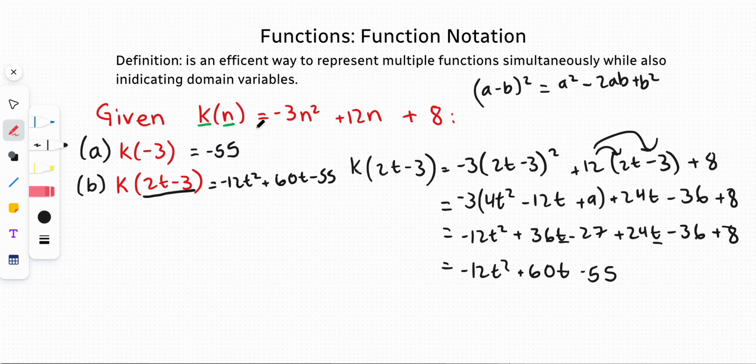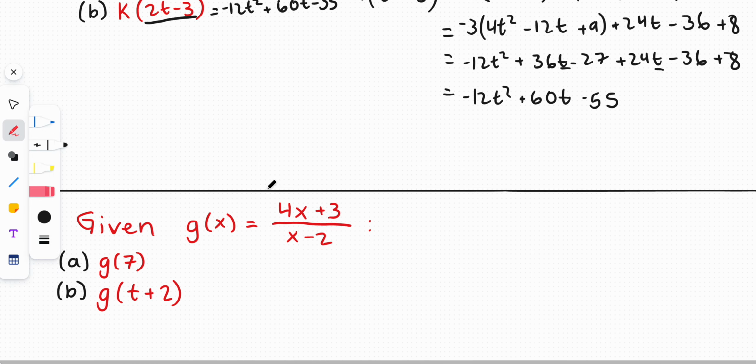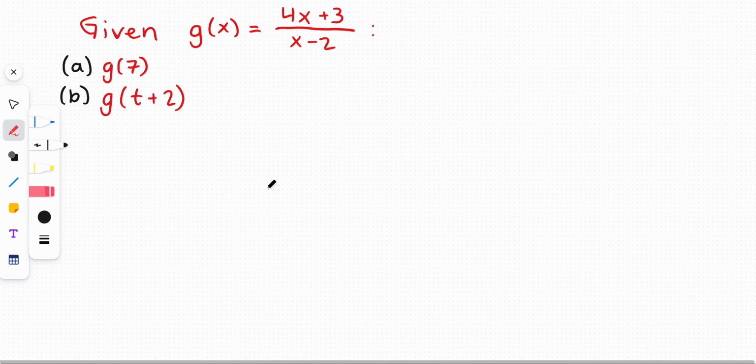And just to let you know, because this is not an integer value and it has a variable in it, we can't put this as a coordinate point. Okay, so let's move on to our second and last example.